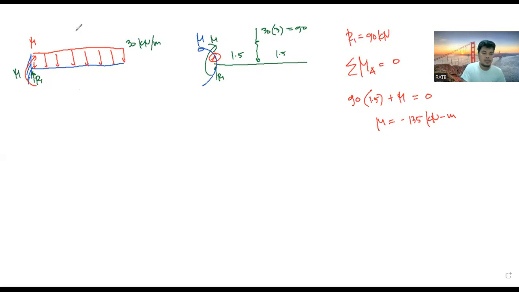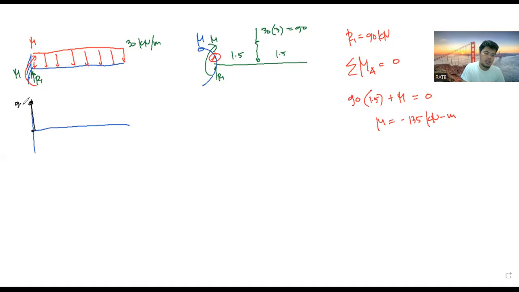Okay, so we write the shear and moment diagram. That is for the shear. We start with 0 and then R1. So R1 is 90.